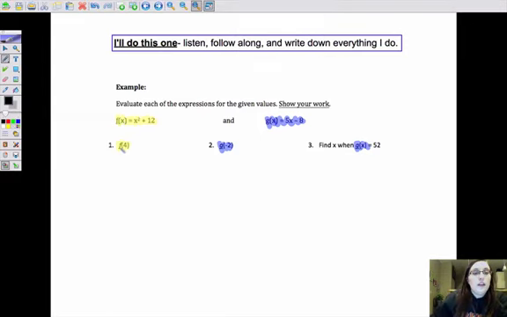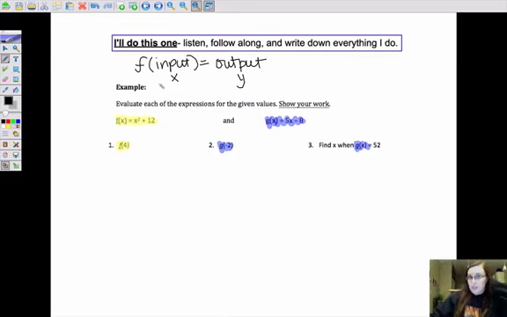So for this one, I see f of 4. Something you might think about memorizing is that f of the input equals output. In other words, f of x always equals y. This is something that if you can memorize it and write it at the top of every page, it might help you out. So f of 4 means I have an input of 4.